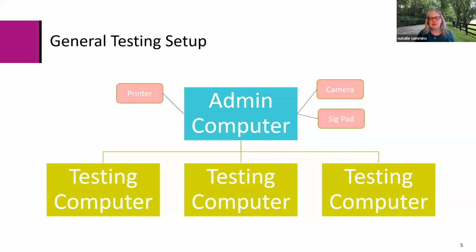Also connected to the admin computer would be a printer, a camera for taking the photograph of the candidate, and then the signature pad for capturing the digital signature. That is the standard security kit for any Pearson VUE testing center that does not serve corrections. And we will be talking about those a little bit more, again, in detail later.